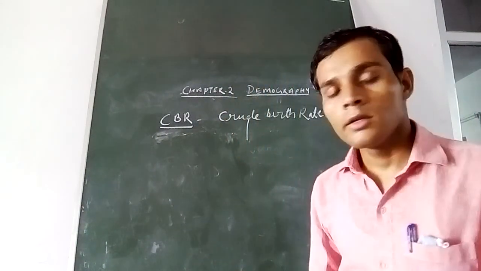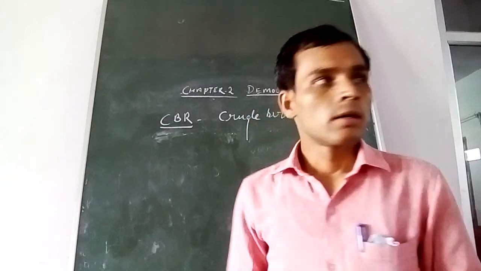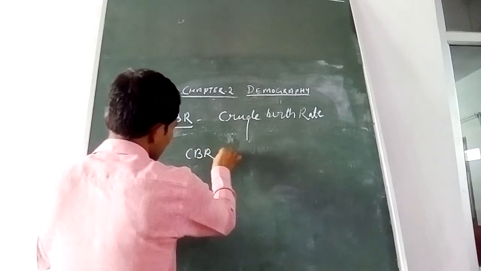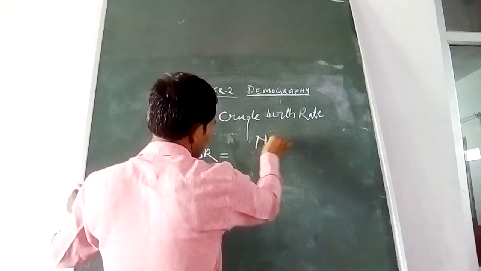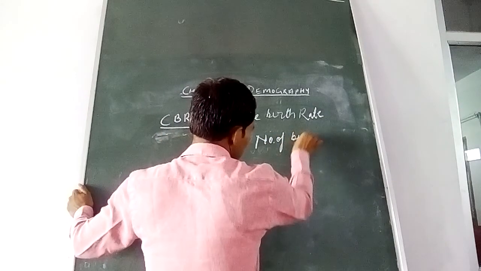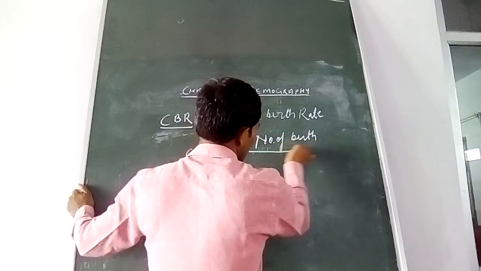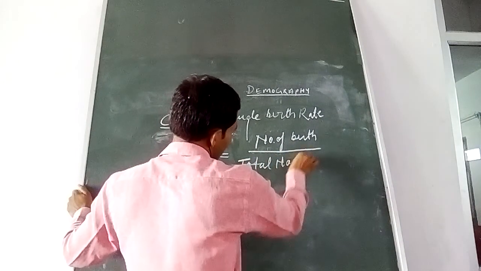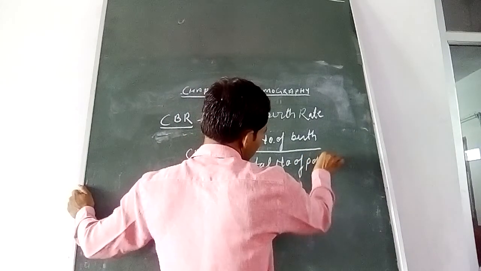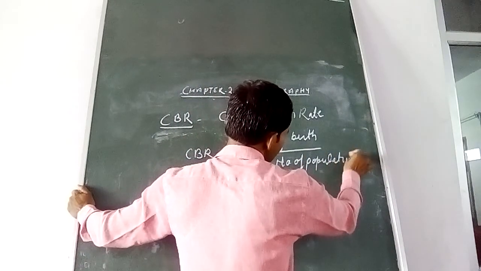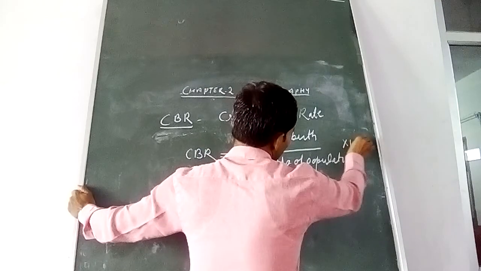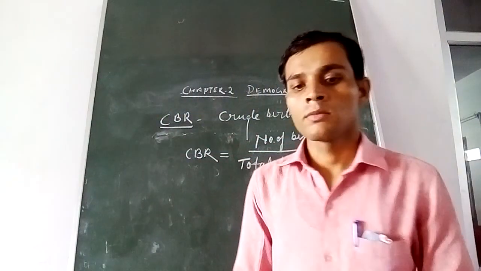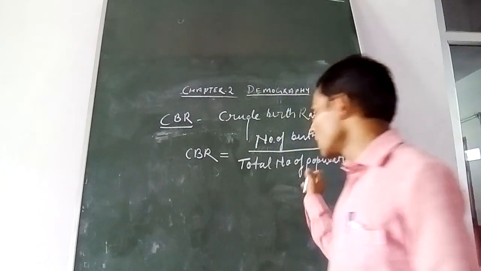CBR is also calculated by a formula: number of births upon total number of population into 1000. It is calculated per 1000 according to the total number of the population.